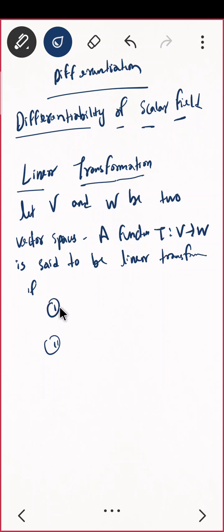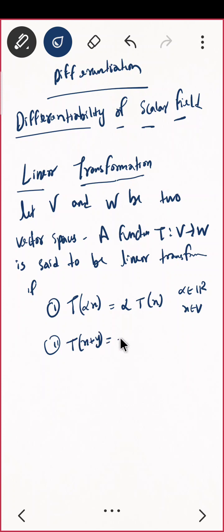The first one is T of alpha x that will be equal to alpha T of x, where alpha is in R and x belongs to V. Correct? And what is the second condition? Actually, I should write the first one as T of x plus y, but that is okay. T of x plus y is T of x plus T of y for all x, y belongs to V. Yeah. So this is your definition of linear transformation.